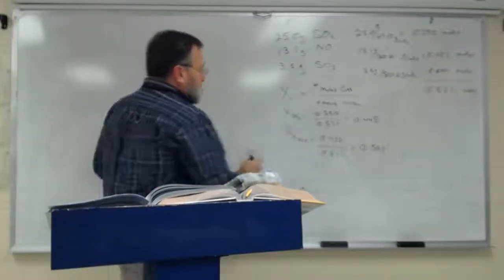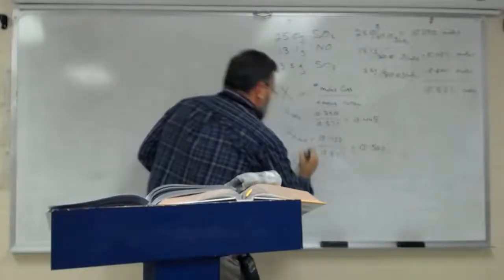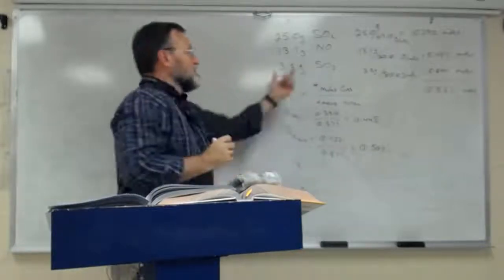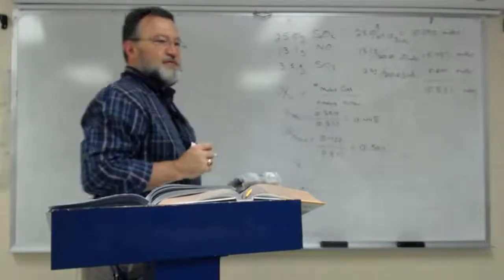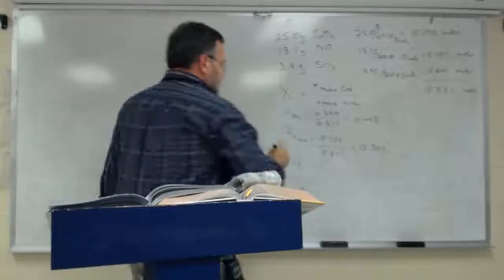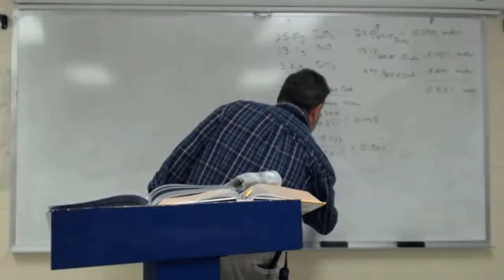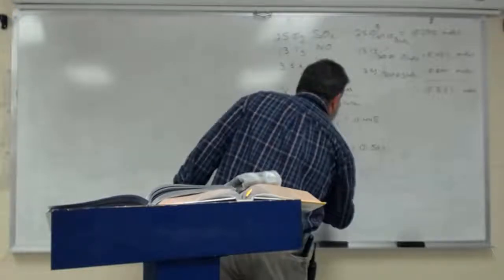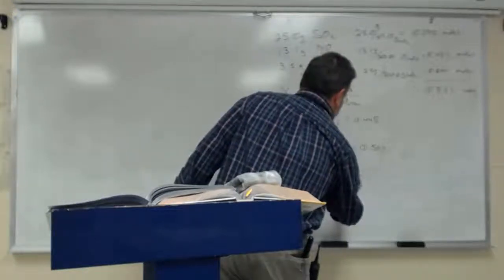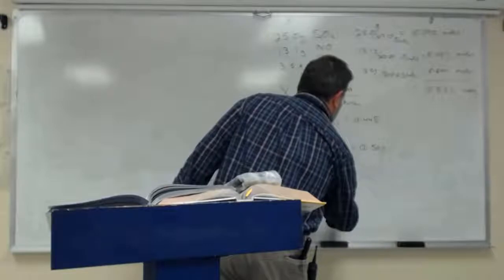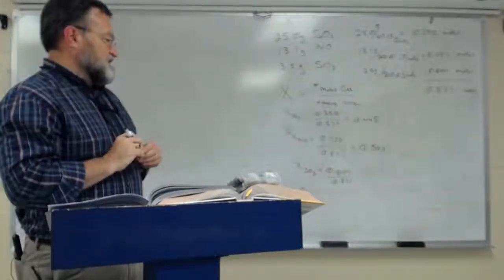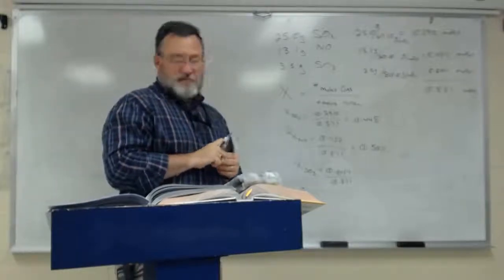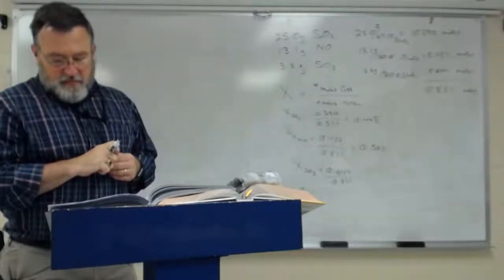And lastly, mole fraction for sulfur trioxide. 0.044 divided by 0.871. It's about half of a tenth. 0.051.